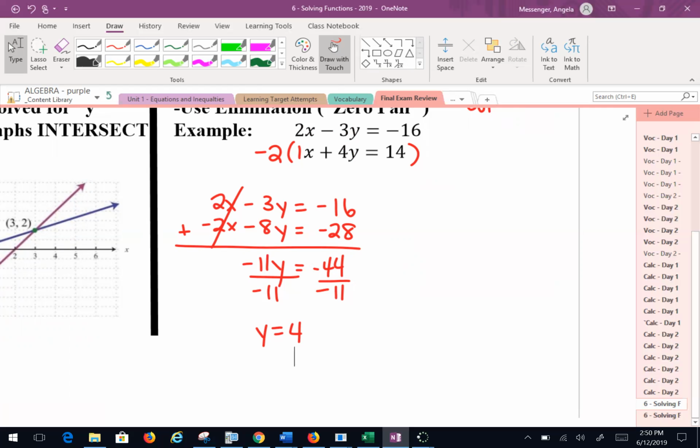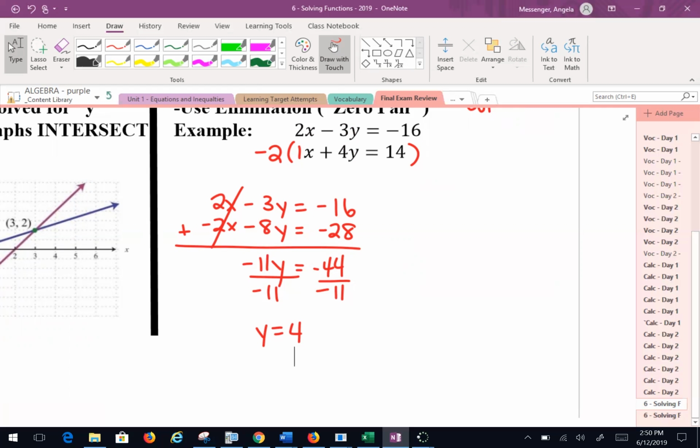We are not done though. We have solved for y. What else do we need? X. You do not need to do the elimination process again, okay? You just need to take the y equals 4, pick one of the equations, and solve for x.